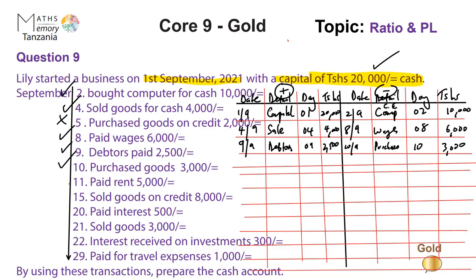Next one. So paid rent. Definitely this is a revenue expense on the P&L. So this would be 11th of the 9th. I'm going to call this one rent 11, and you've paid 5,000 over there.